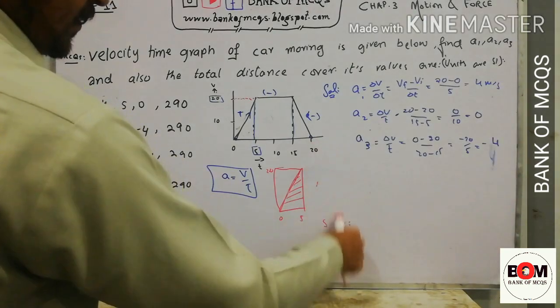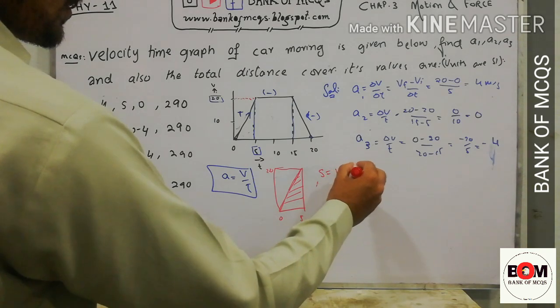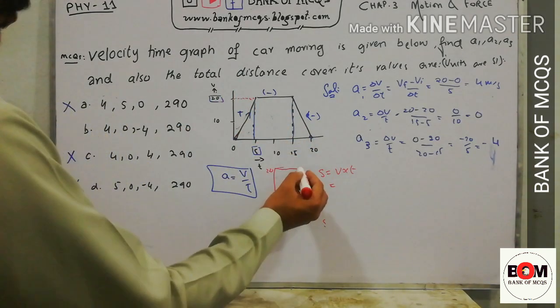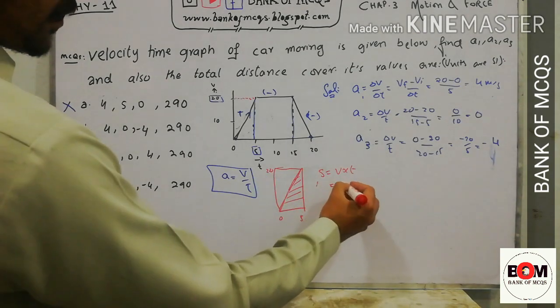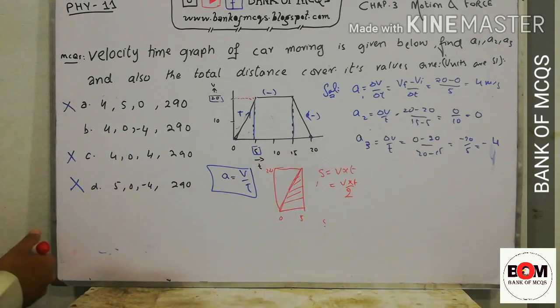To find the area under the V-T graph, we multiply V by T. If we multiply V by T, this will give distance. So for this whole, S is equal to V times T. For a half triangle, we will multiply by 2, because double of this triangle gives us a rectangle.